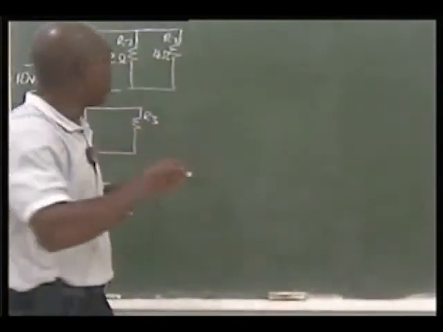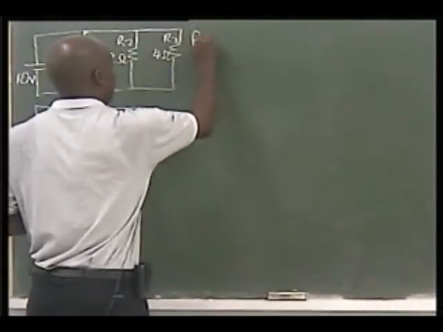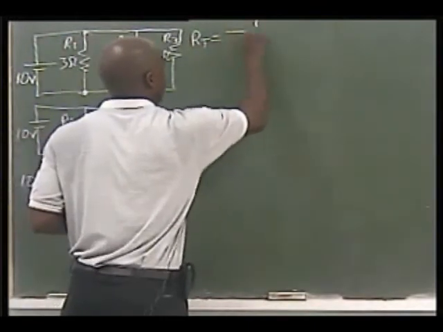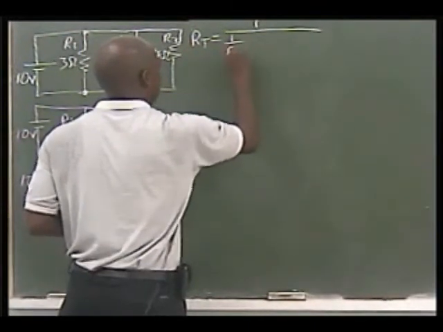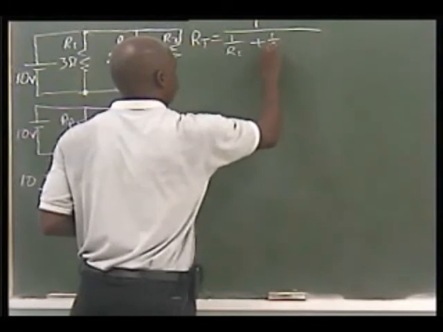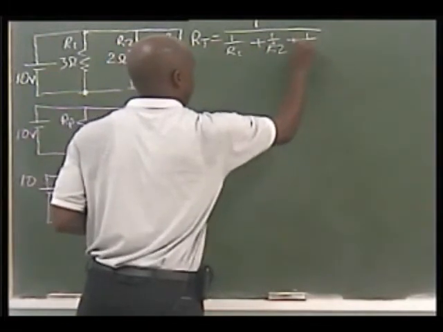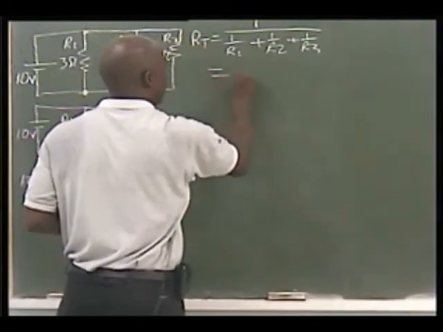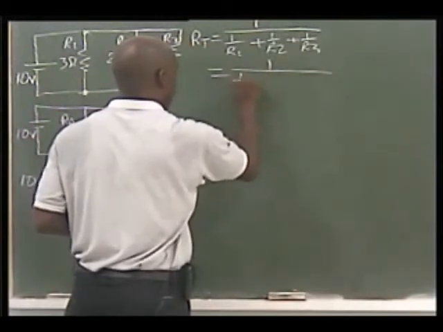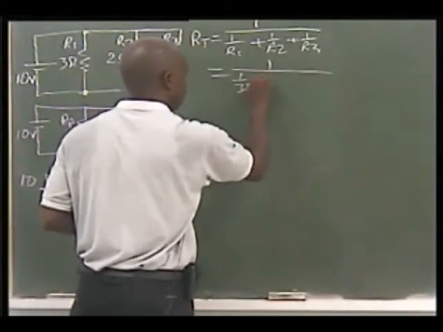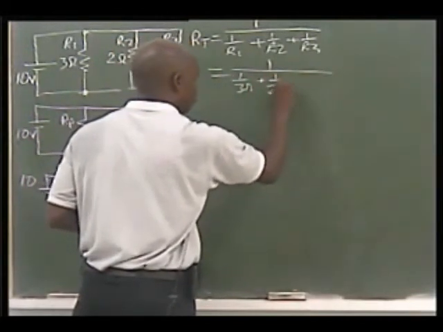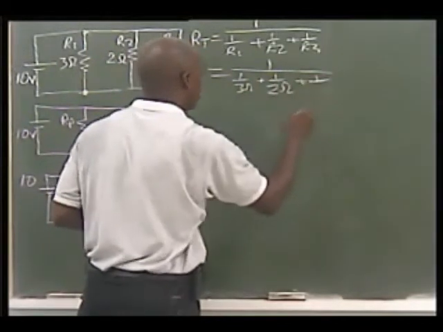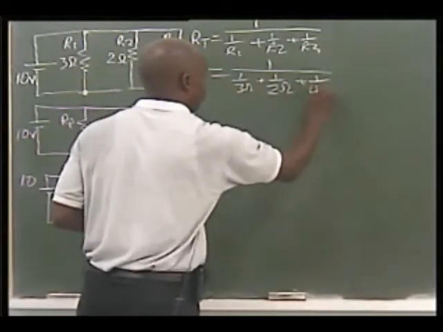The second method simply says that RT is equal to 1 over R1 plus 1 over R2 plus 1 over R3. That equals 1 over 3 ohms plus 1 over 2 ohms plus 1 over 4 ohms.